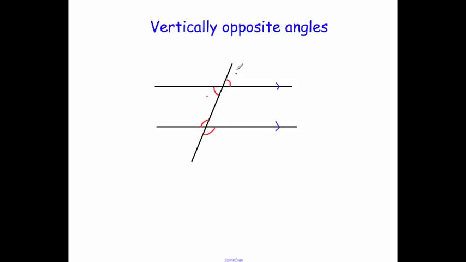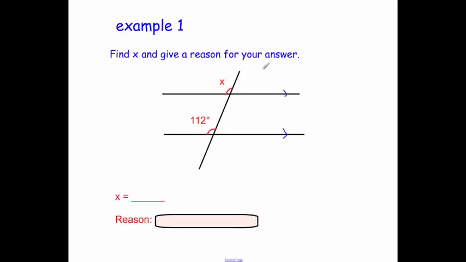So if that's 50, that's 50. So let's have a look at some questions. Example 1 says, find x and give a reason for your answer. Here we've got parallel lines and we've got the transversal, and we've been asked to find what x is.